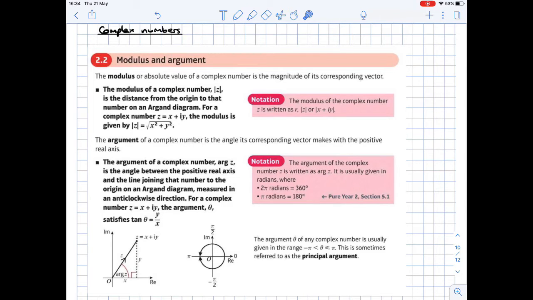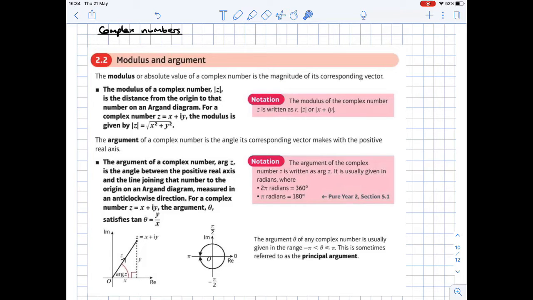The argument of a complex number is the angle its corresponding vector makes with the positive real axis. One thing to note, it is measured in an anti-clockwise direction. So it moves along the positive axis, and then it is the angle subtended by rotating anti-clockwise to the complex number. So along the positive, anti-clockwise. And we tend to give that in radians.